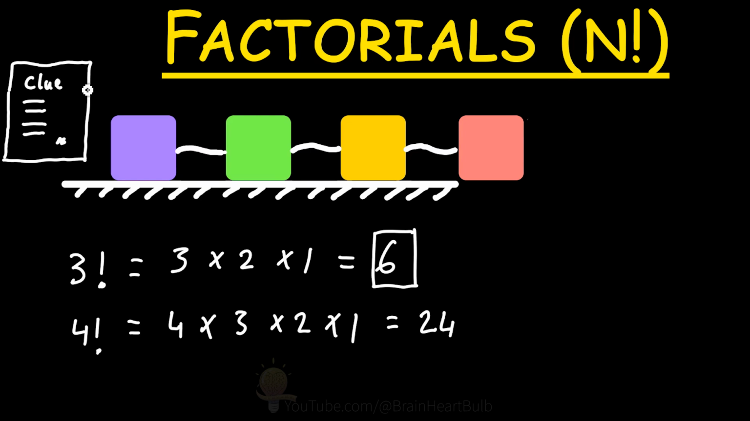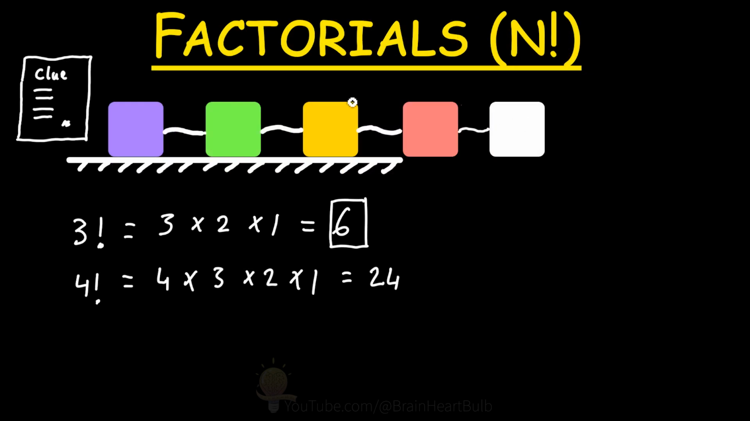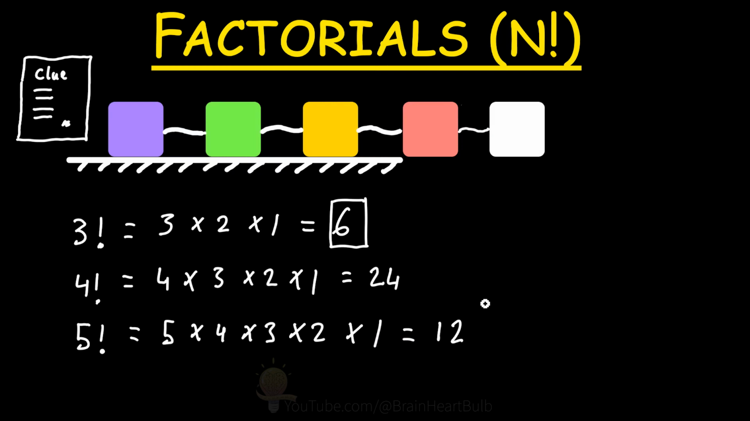What about 5 different boxes? How many different arrangements can we have with 5 different colored boxes? Well, this will be 5 factorial. And 5 factorial is 5 times 4 times 3 times 2 times 1. And we get a value of 120 different arrangements. Now, hopefully you can start to see a pattern here.